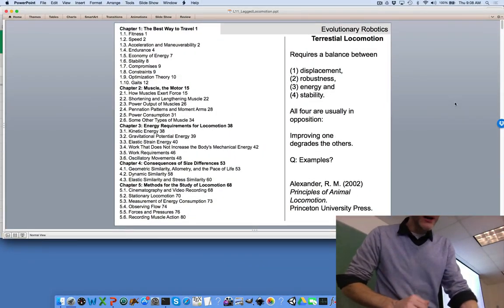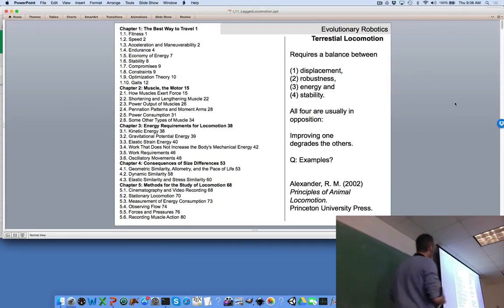Okay, so Lecture 12, we're going to have a crash course in terrestrial locomotion, how to get around on land. How Mother Nature has solved the problem of how to get from point A to point B is a fascinating subject in and of its own right.